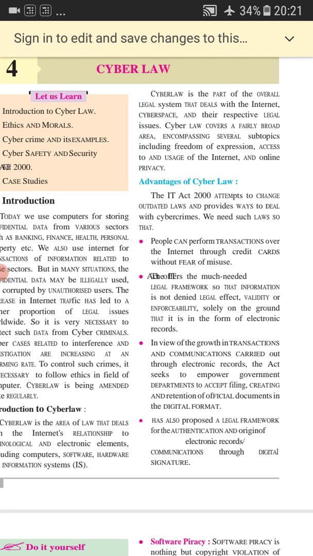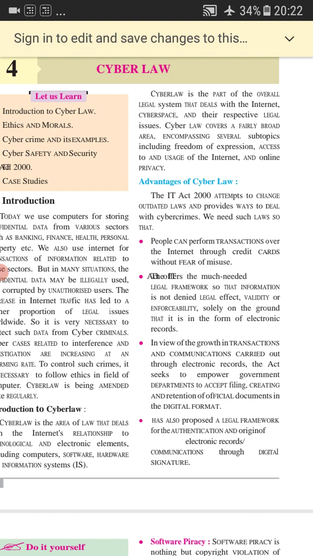Now, why are we studying cyber law and what are the advantages? It is very important nowadays to introduce this topic to society and to educate society regarding cyber law, because there are so many advantages of cyber law. The very first advantage is that people can perform transactions over the internet through credit cards without fear of misuse. Definitely, if we have a fear of misuse, no one will use credit cards and debit cards.